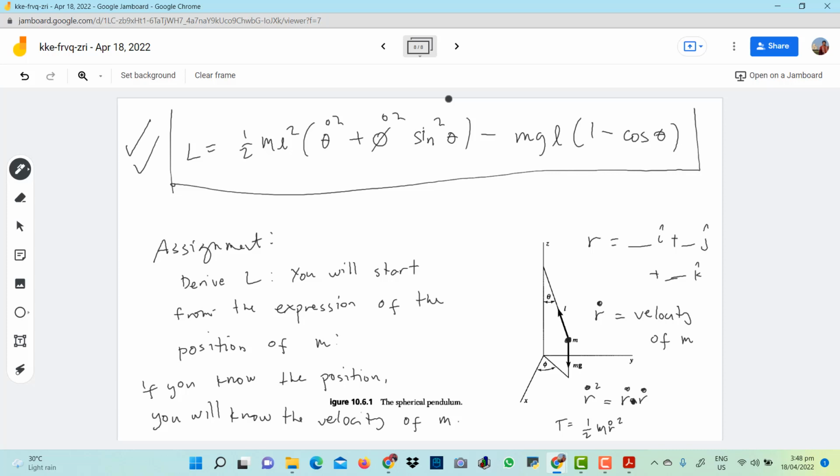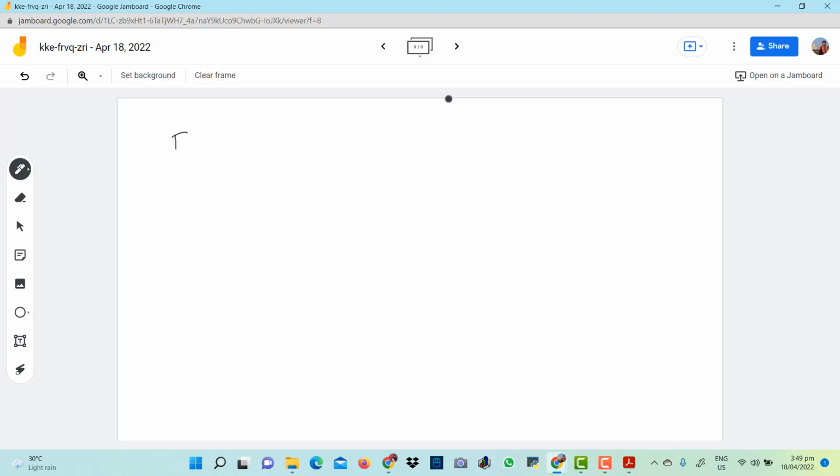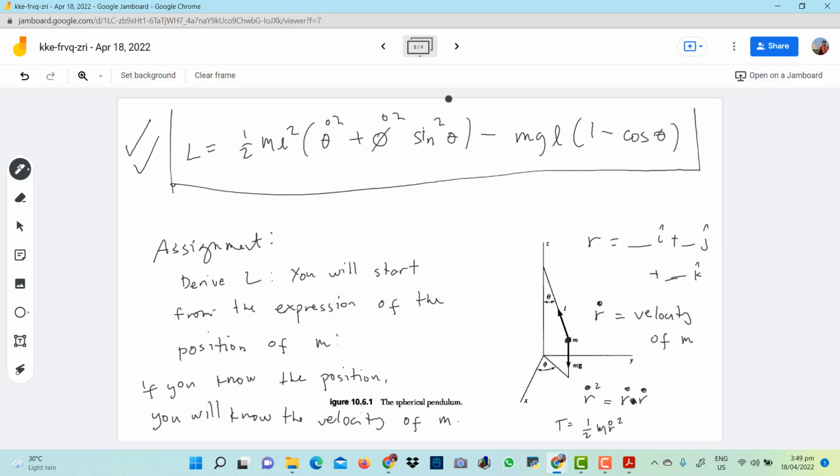And as you can see, our L is not a function of phi, sakto? It is just a function of phi dot, but it is not a function of phi. So it means that from the expression of our L, phi is ignorable. We call this one ignorable coordinates. Tama ba? Yeah, because L is not a function of phi. It's just a function of theta dot and phi dot.